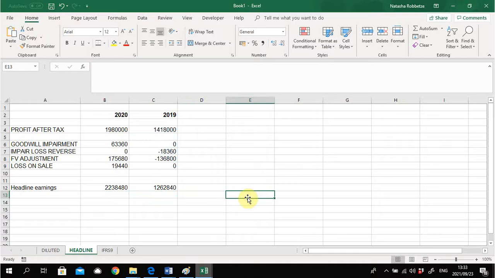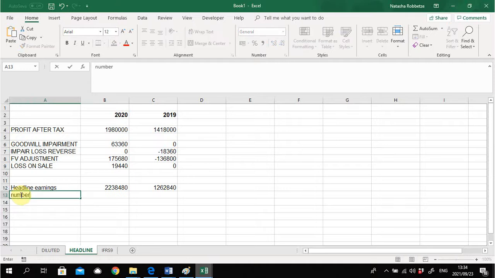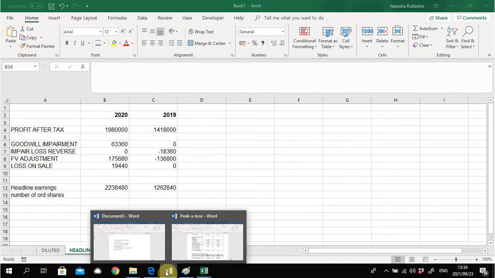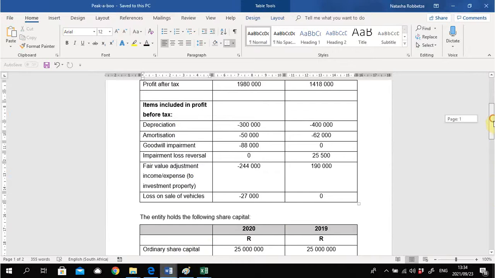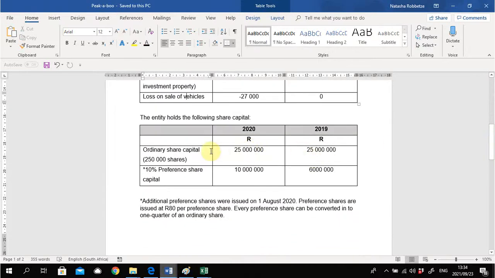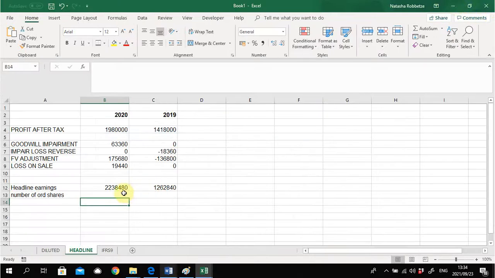We need to divide it by the weighted average number of shares, but there weren't any instruments or items that affected the number of shares. So we can simply take the number of ordinary shares. And in both years, the ordinary share capital, please note, was the same for both years. So nothing changed. It was 250,000 shares.